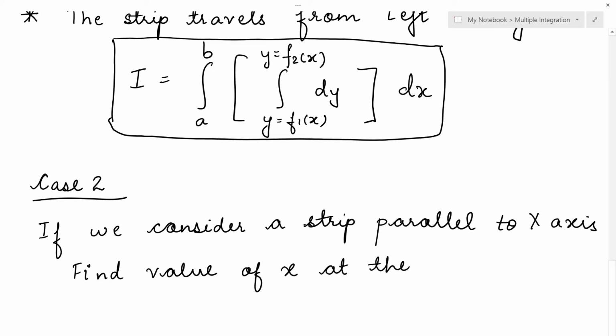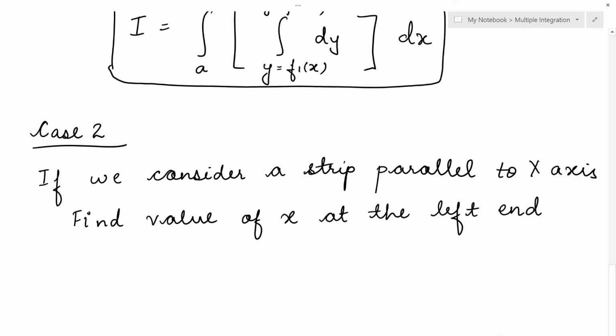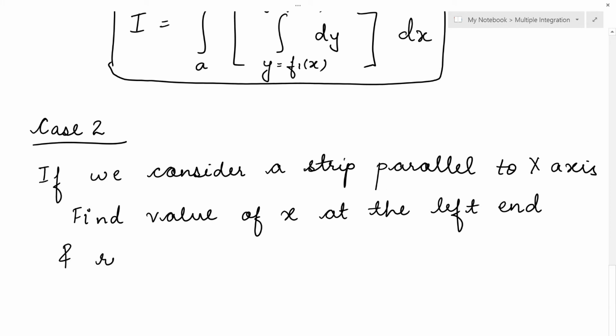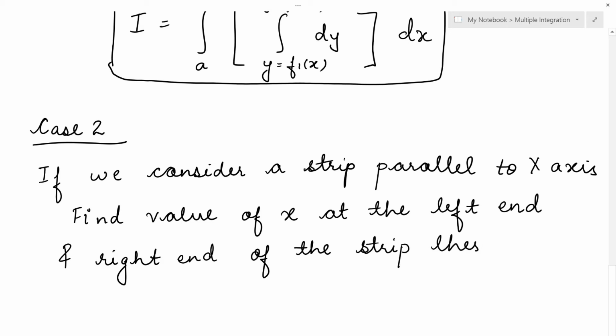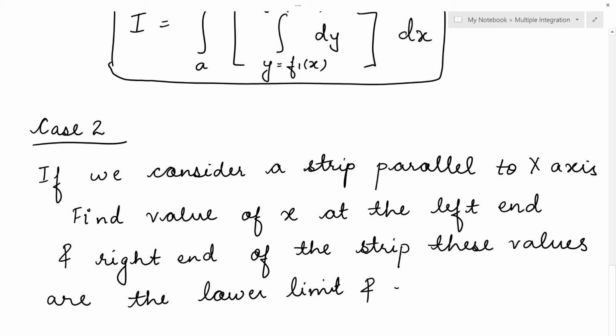at the left end. You have to find the region where the strip touches on the left. And then at the right end. Okay, so where the strip touches the left end, that is my lower limit. And where the strip touches the right end, that will be my upper limit. Okay, so these values are the lower limit and the upper limit respectively.